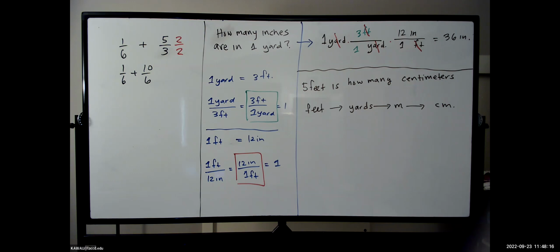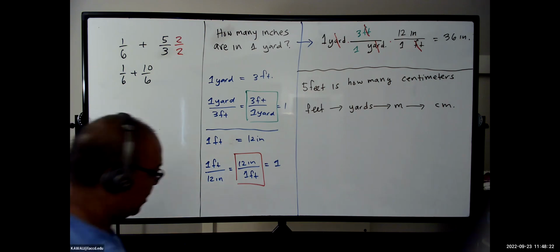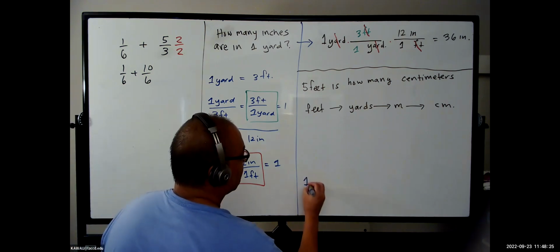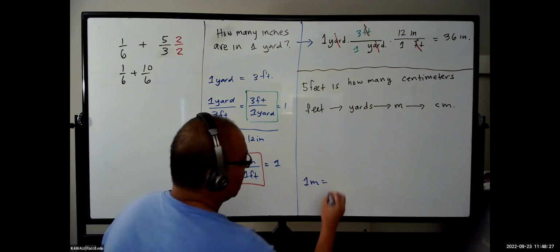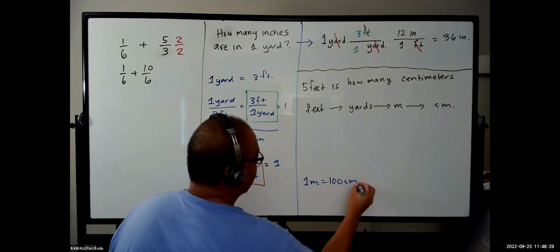Professor, 1 meter equal to how many centimeter? Okay. So let's remember. Okay, so 1 meter is equal to 100 centimeter.